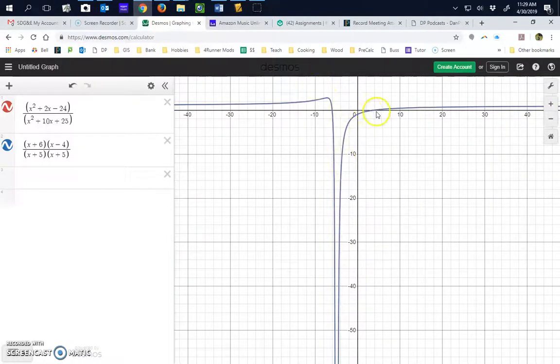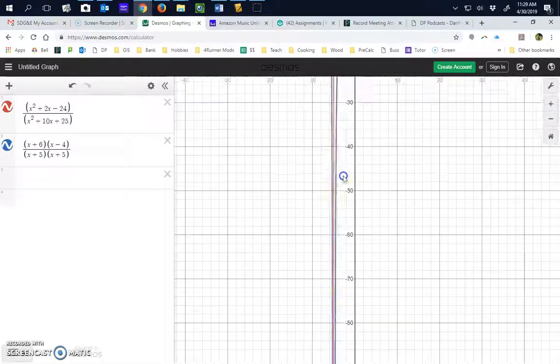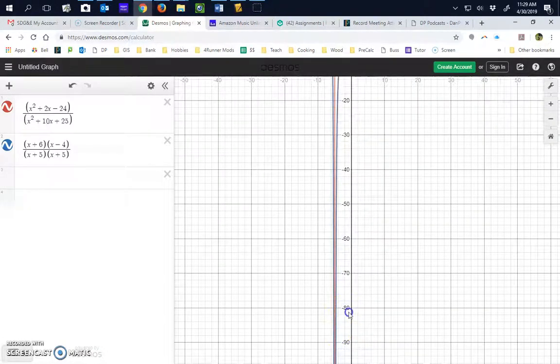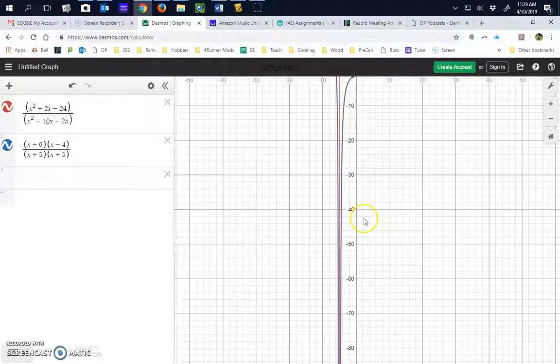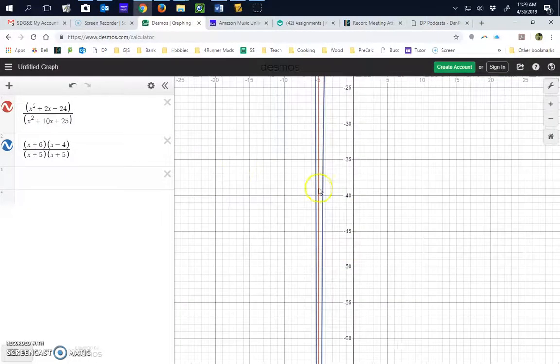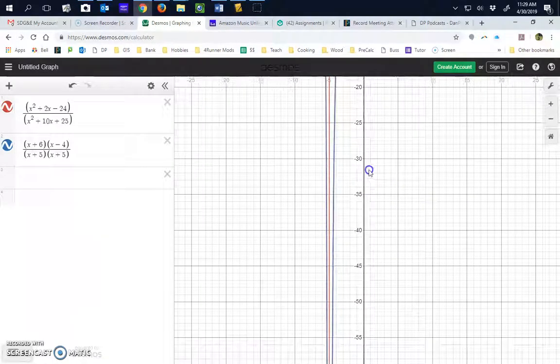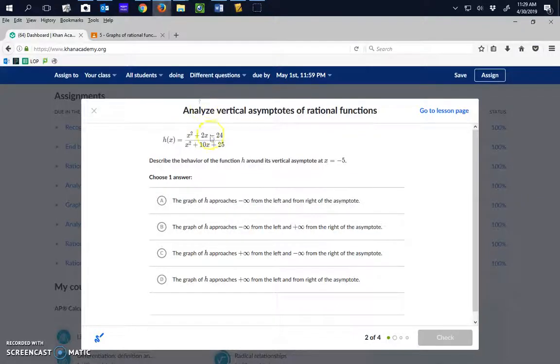So here is our negative 5, and here's our asymptote. You can see our graph gets closer and closer to it on both sides, so you already know the answer by looking at the graph. As x approaches negative 5 from the negative side, it goes to negative infinity. And as x approaches negative 5 from the positive side, it also goes to negative infinity. You're not supposed to graph it on the test.